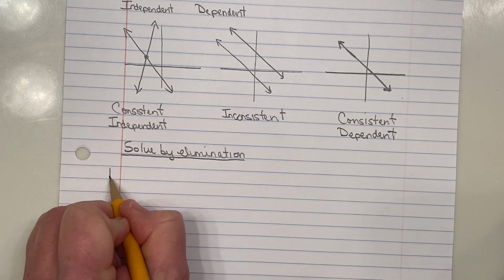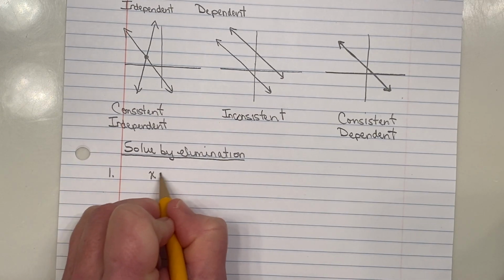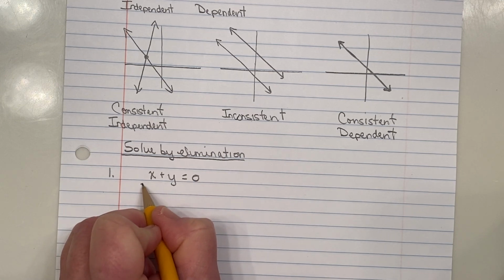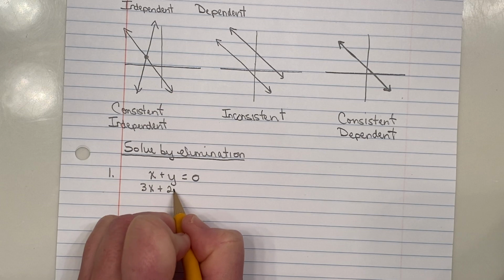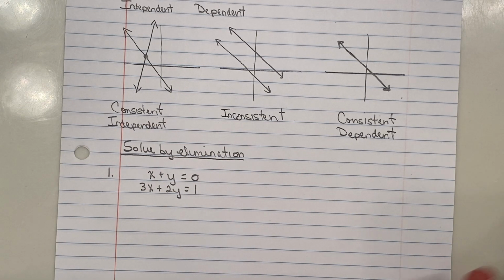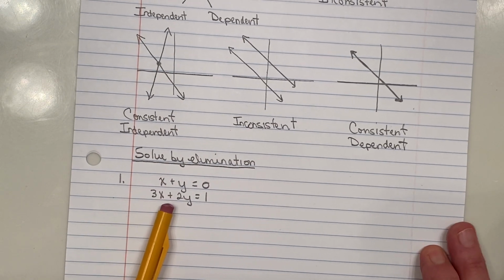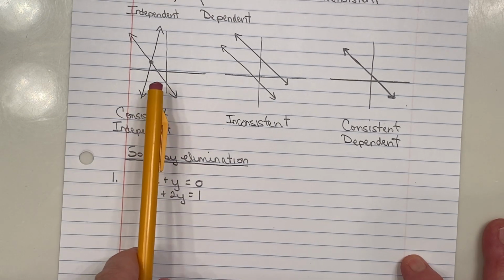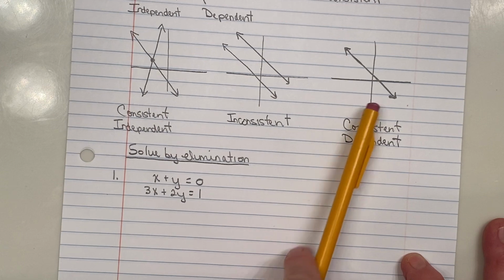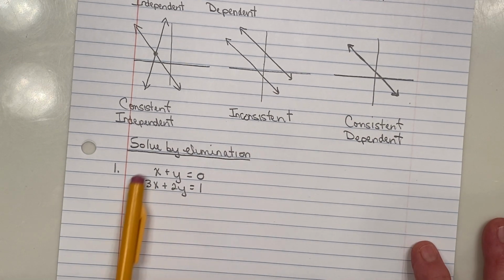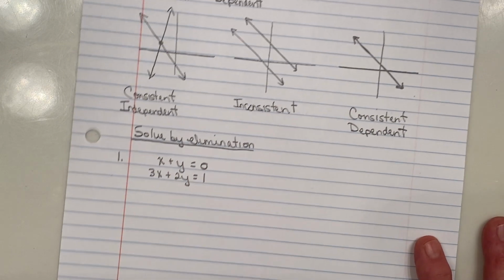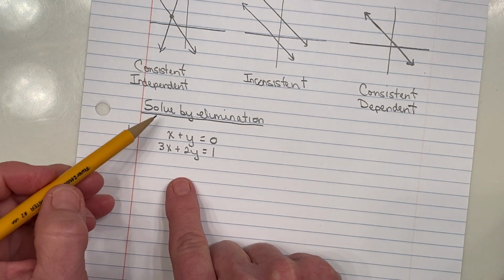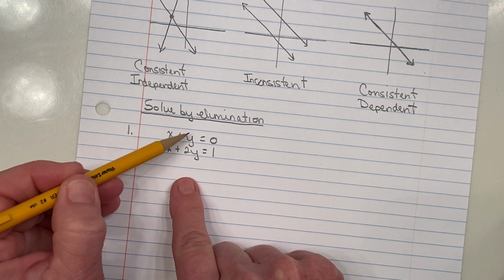We have 5 examples. So in example 1, we're going to have x plus y equals 0, and we're going to have 3x plus 2y equals 1. Both of these equations, when graphed, will produce a line. So according to these three situations that we have right here, what best represents what's going on with these two lines? All right, using the elimination method, we're going to try to decide, do we want to eliminate the x terms or the y terms?